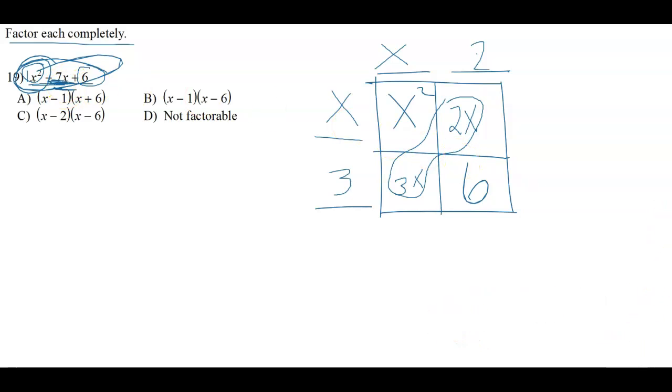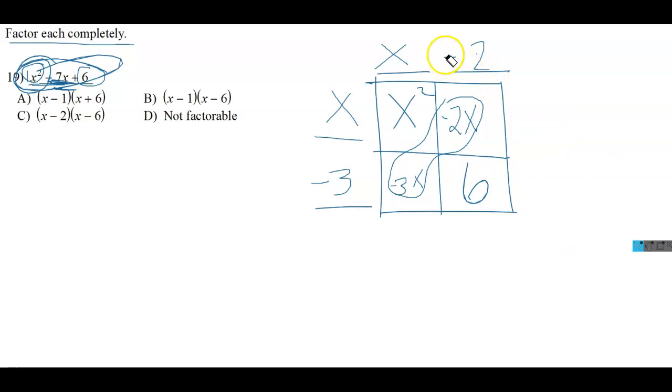Now there's 2 things you could do. You could try changing the signs. So for instance, -2 and -3. That also makes +6, doesn't it? But all that's going to do is change the signs in here, and still when you add a -2 and -3, you still don't get -7. So changing the signs didn't work.